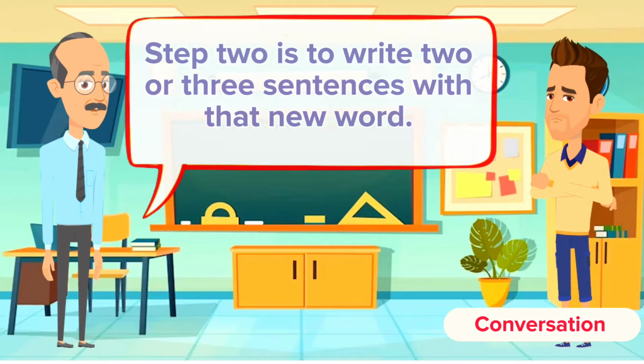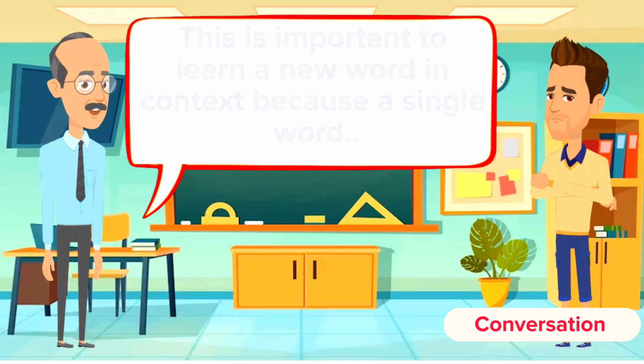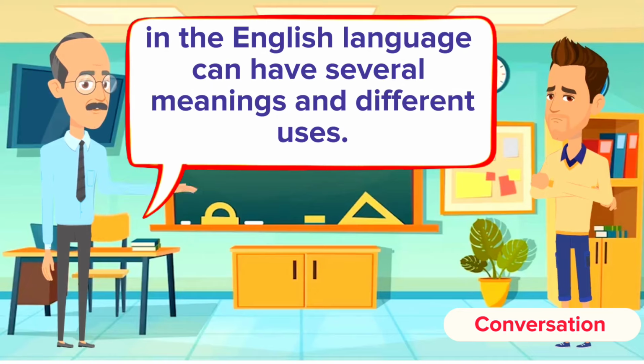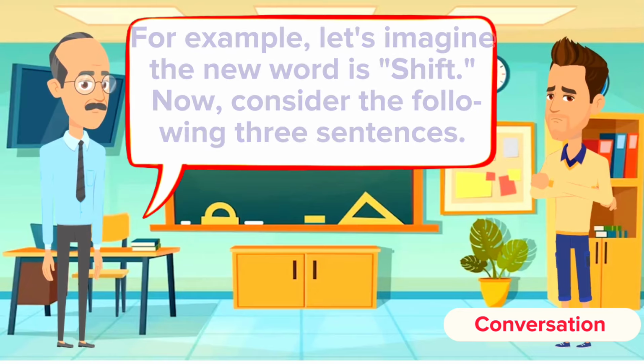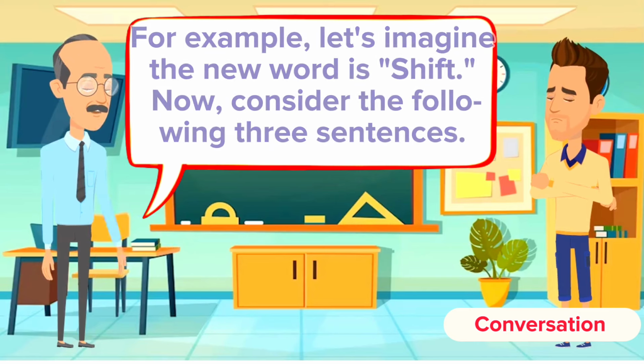Step 2 is to write 2 or 3 sentences with that new word. This is important to learn a new word in context, because a single word in the English language can have several meanings and different uses. For example, let's imagine the new word is shift. Now, consider the following 3 sentences.